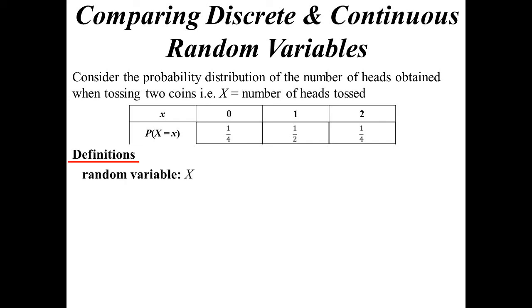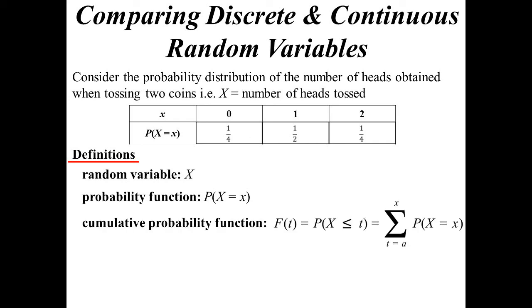Remember, x is the random variable. I'm defining that for this problem to be number of heads tossed. Our probability function is probability x equals x there. I'm going to introduce a new function here called the cumulative probability function. I'm simply going to call it f, so capital F. And what it represents is the probability that x is less than or equal to a certain value. So it's like the cumulative probability up to that point.